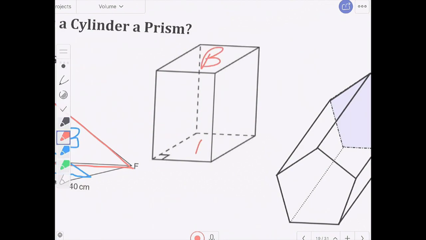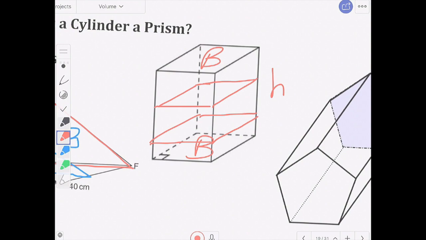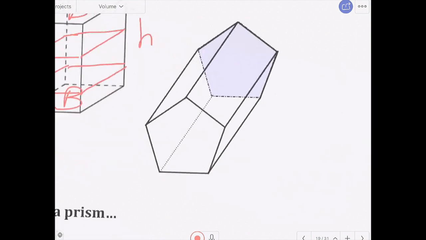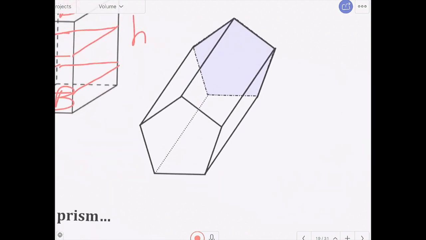These parallel bases are connected by a height, and anywhere we slice into this rectangular solid, we'll end up getting the same rectangular surface as our bases. So those cross sections are identical to each other, and since that's the case, it's considered to be a prism. And the same applies for this one here.